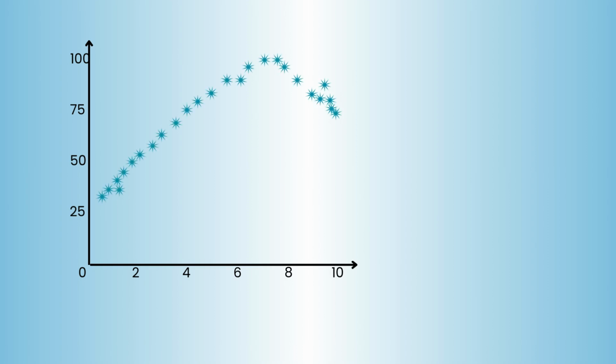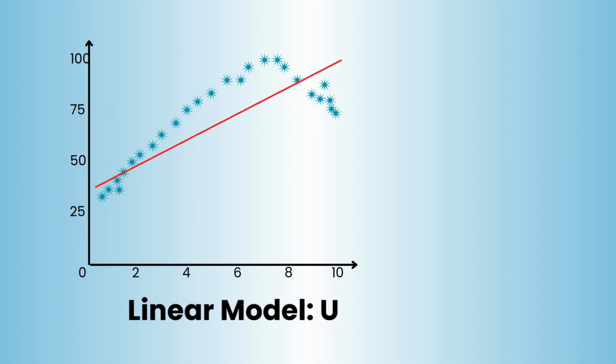Linear regression works great when the data follows a straight line relationship. But what if the pattern bends? A single line can't capture curves. It underfits no matter how you try to tilt it.